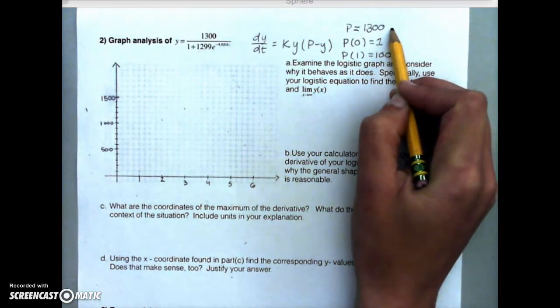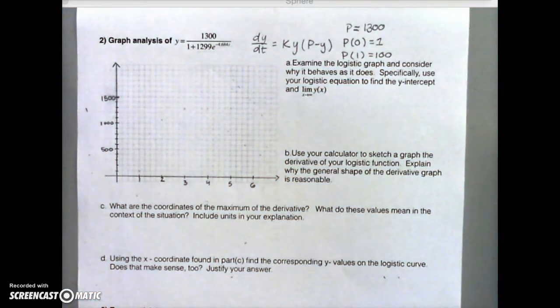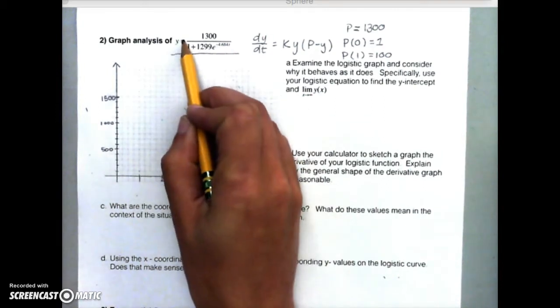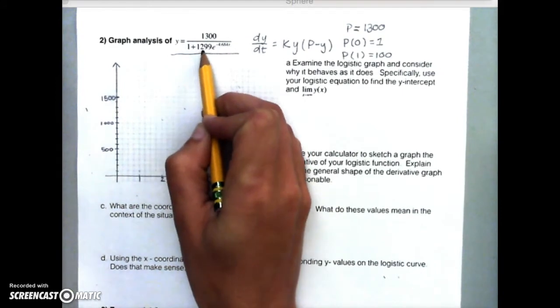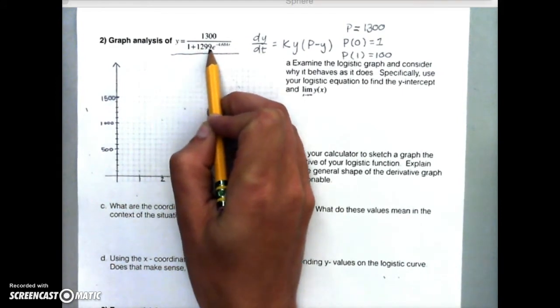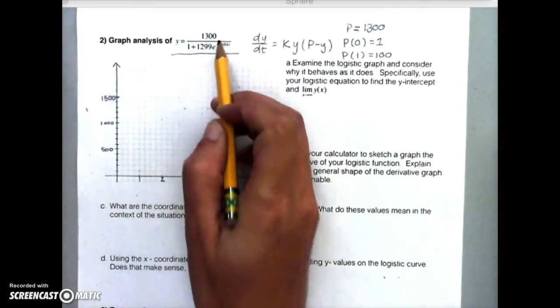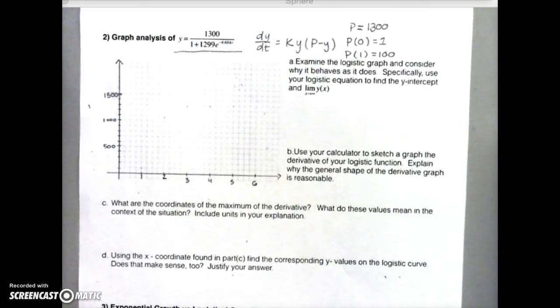And after you used your separation integration techniques and your partial fraction knowledge, you came up with this equation right here: y = 1,300 / (1 + 1,299 e^(-4.684t)). And the purpose of this video is to really take a look at logistic curves and figure out why they behave the way they behave.